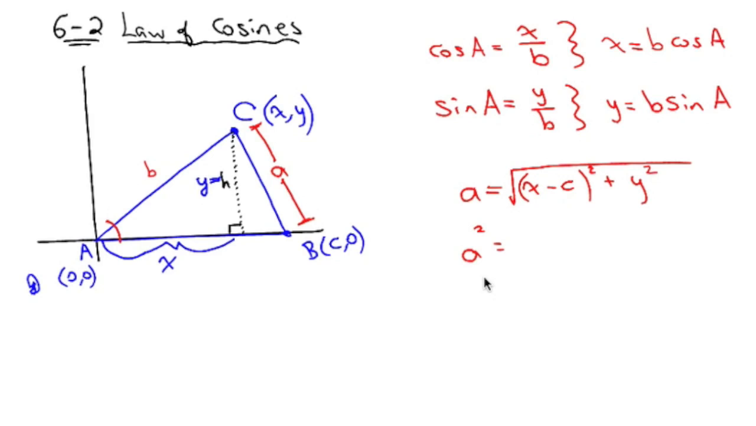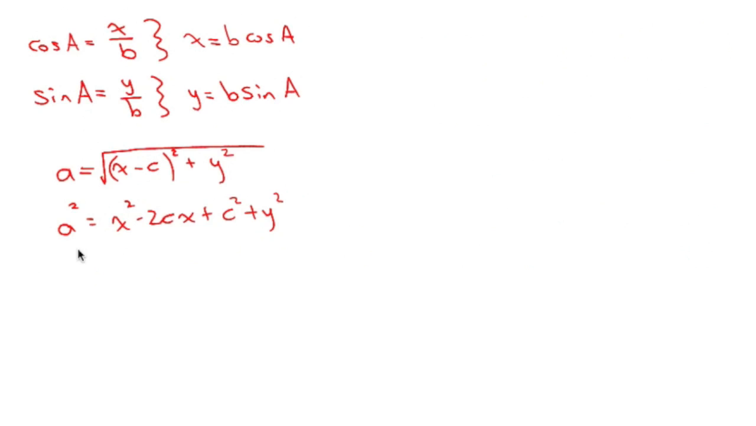X minus c, all squared. You can't square root under square root because of the plus. So x squared minus 2xc plus c squared plus y squared. Okay. And then the fun begins. We're going to use these substitutions here at the top: x equals b cosine a and y equals b sine a, and shove it into this thing. Remember I said most people hate this? Because it's just a wild algebra ride.